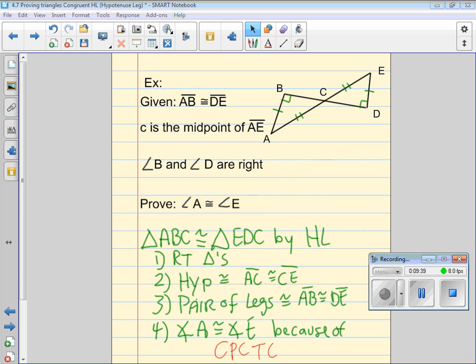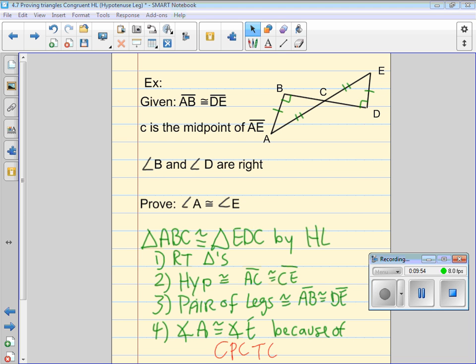Okay, there you have it. I'm saying triangle ABC is congruent to EDC, by HL. That's not what they asked me to prove. They asked me to prove that the angles were congruent. So let me just make sure that you understand why. I'm saying triangle ABC is congruent to EDC. I'm saying it's by HL.